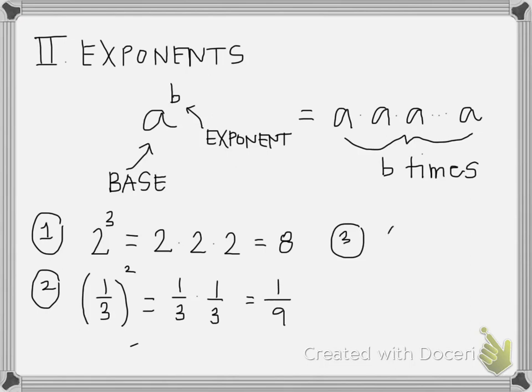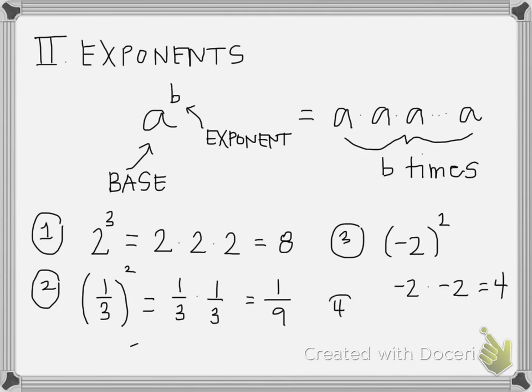Alright, what about a negative 2 squared? So the base here is going to be a negative 2. So a negative 2 squared means negative 2 times a negative 2. So that is going to be a positive 4.